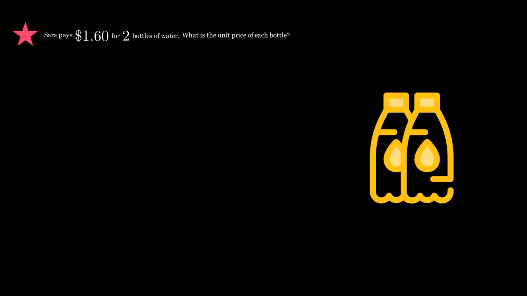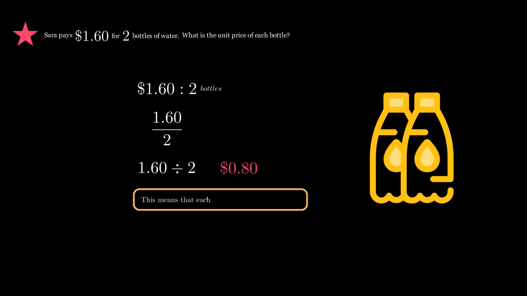There's an alternate and easier way to find the unit price. We can simply divide the total price by the number of items. This will essentially make the denominator 1 as well. So by dividing the total price of 1.60 by the number of bottles, 2, we get the unit price of $0.80 per bottle. This means that each bottle of water costs $0.80 or 80 cents.